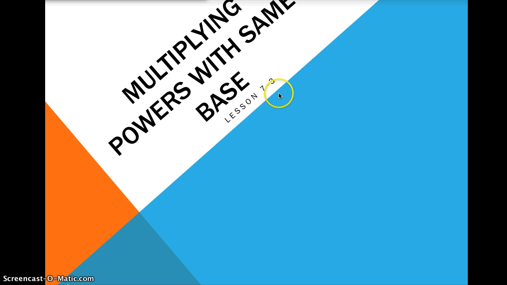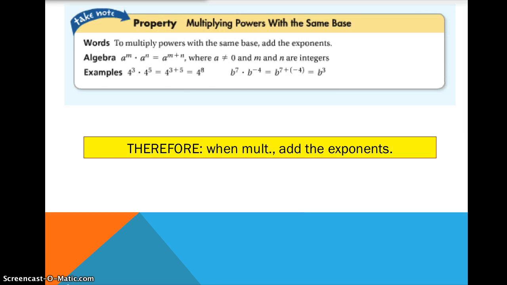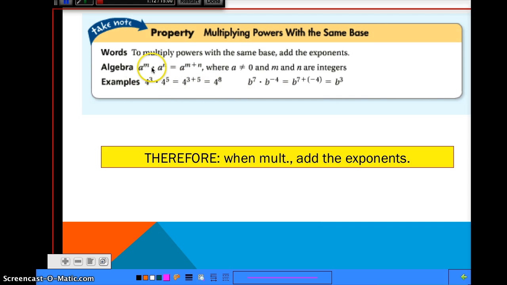Multiplying powers with the same base, lesson 7-3. When you multiply with the same base, if you look at this, it says a to the m times a to the n. The bases are the same. The rule is to add your exponents. So a to the m times a to the n is equal to a to the m plus n.